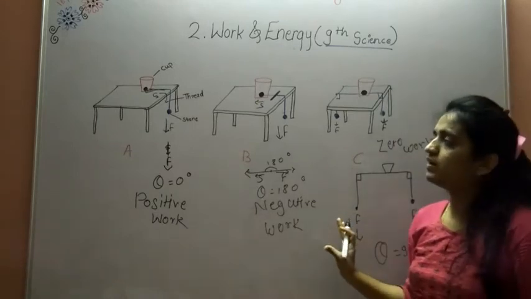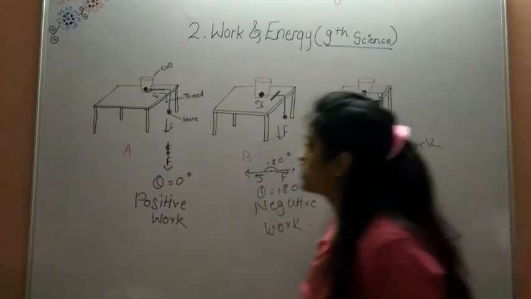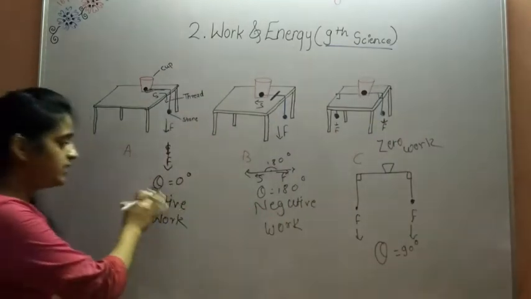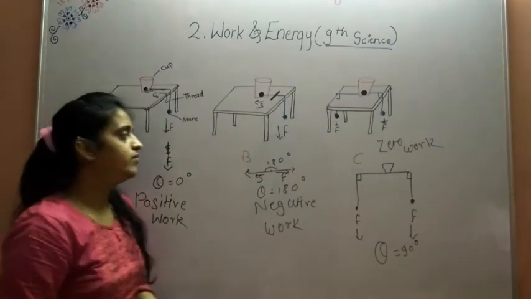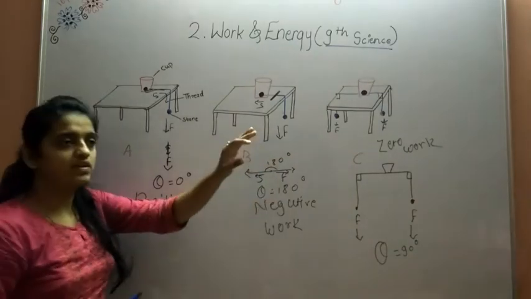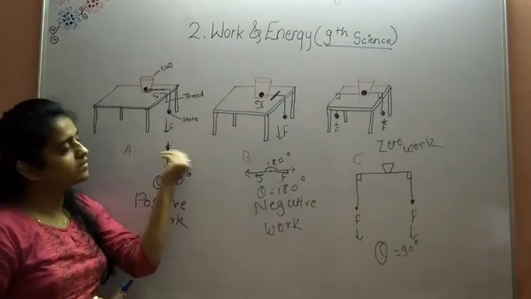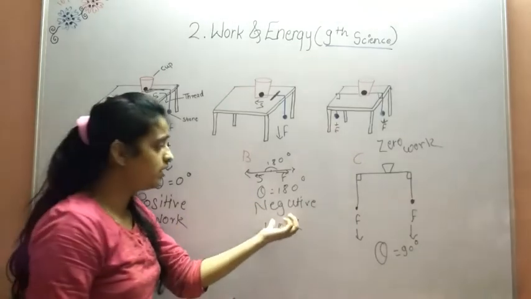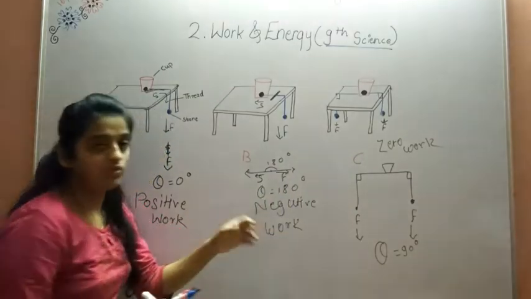So is this concept clear? In this example, force is in the same direction as displacement, so theta is 0 degrees. So positive work done. Next, force in one direction and displacement in a different direction, so it is the opposite direction, and theta is 180 degrees. So negative work done applies.